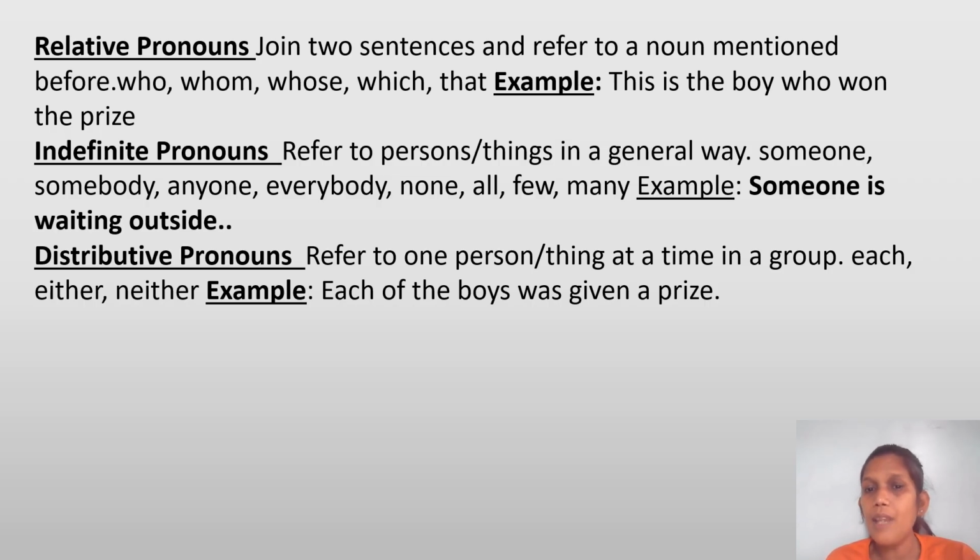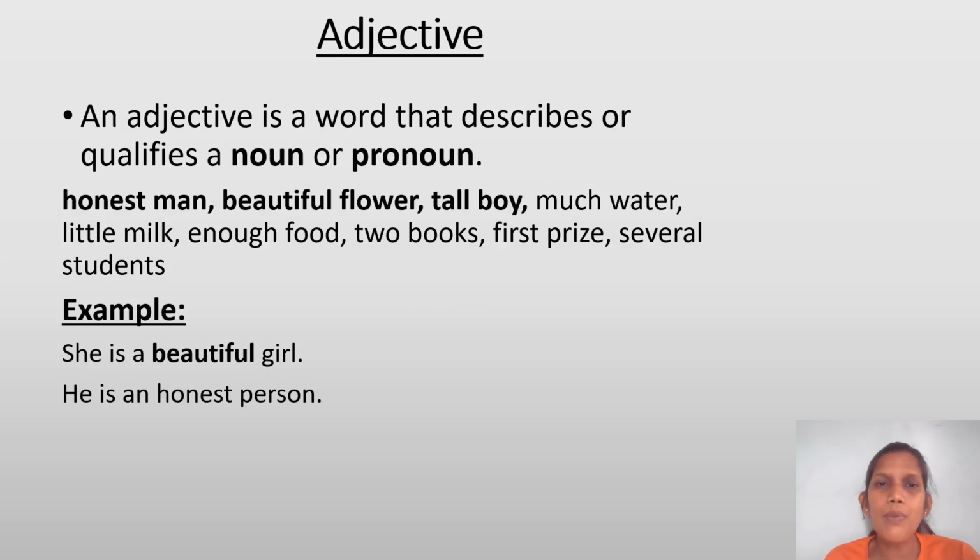Okay. Example, each of the boys was given a prize. Each, हर एक बंदे को प्राइज दिया गया था, हर एक लड़कों को प्राइज दिया गया था. ठीक है? Understood till here? Any doubt? Okay, now let's proceed with an adjective. What is adjective? Again, very simple.